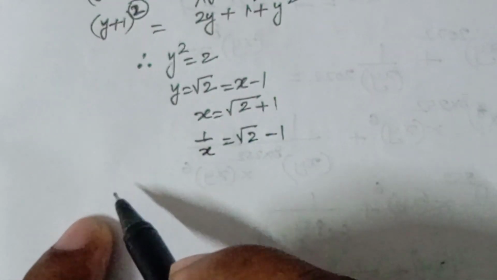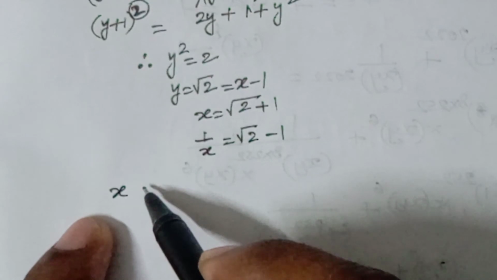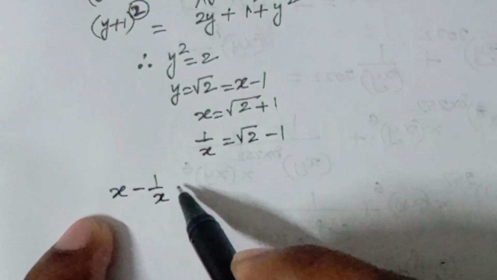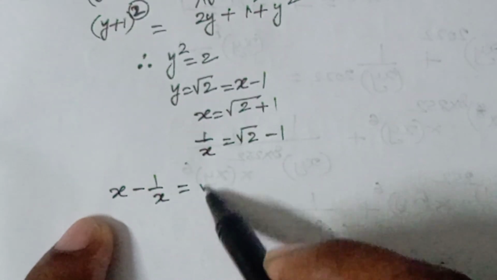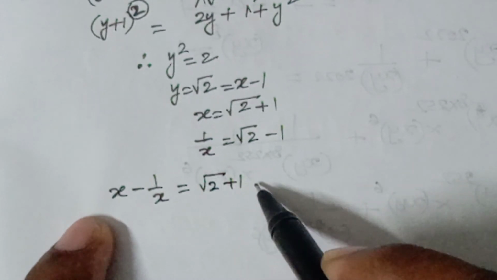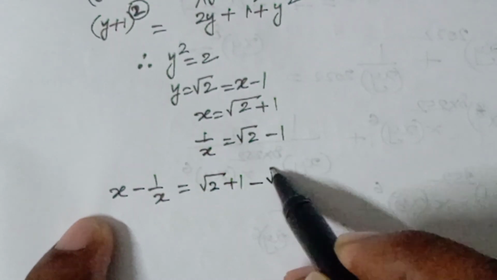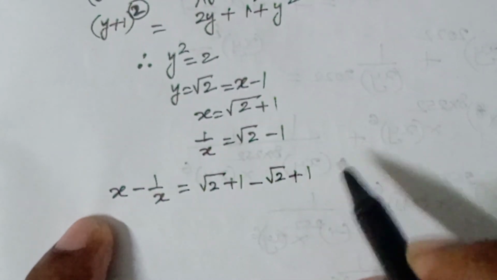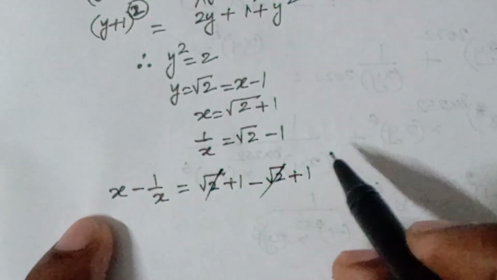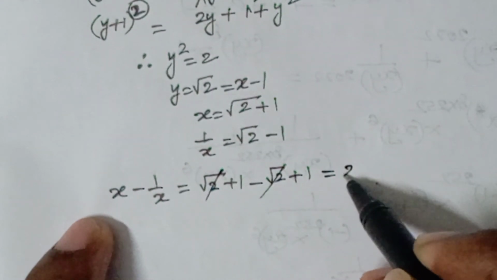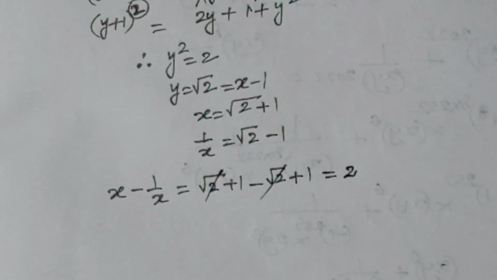So here he is asking to find x minus 1 by x. x minus 1 by x is equal to root 2 plus 1 minus (root 2 minus 1). So here root 2 gets cancelled. You will get 2. So this is the solution for this.